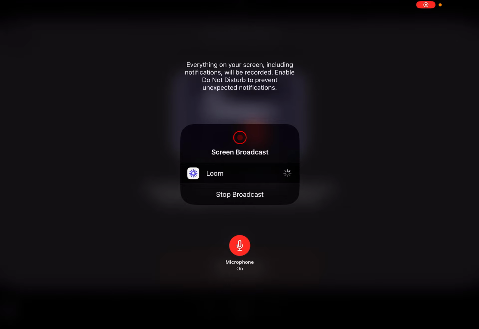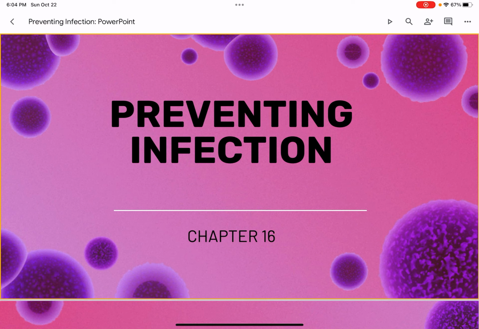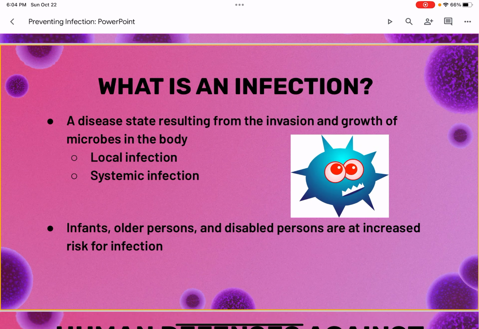Today we're going to talk about preventing infection, which is chapter 16 in your textbook. An infection is a disease state resulting from the invasion and growth of microbes in the body. A local infection is isolated to a body part. A systemic infection involves the entire body.